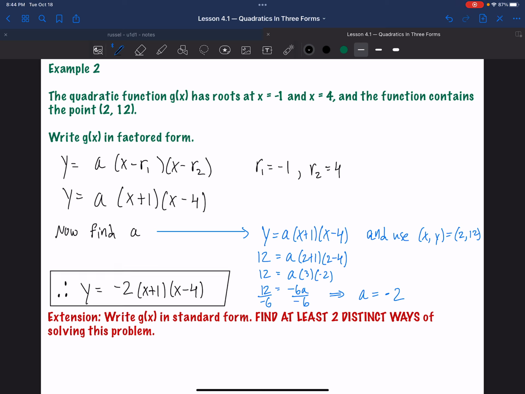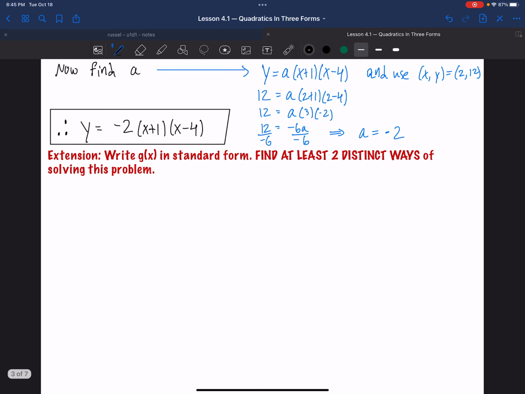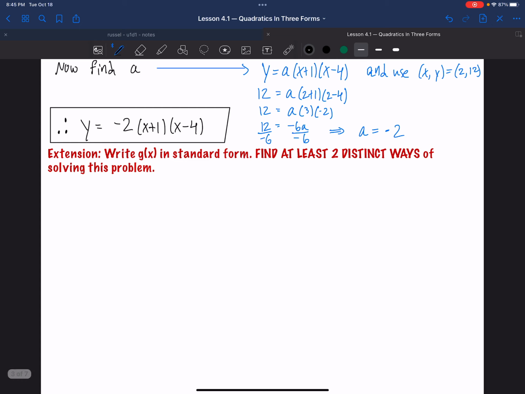Not so bad, right? So the idea here is if you're going to write it in factored form and the information you have is you're given the roots and a point, well, you can directly substitute the roots. That gets rid of that. And then you just use the point to find the a value. Yeah, that's it. Okay, now, the challenge I give you, so maybe extension, write g of x in standard form and find 2 distinct ways of solving this problem.